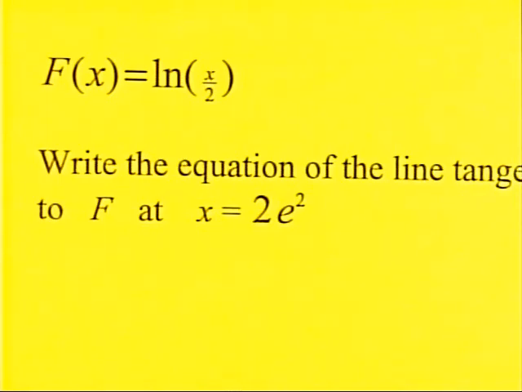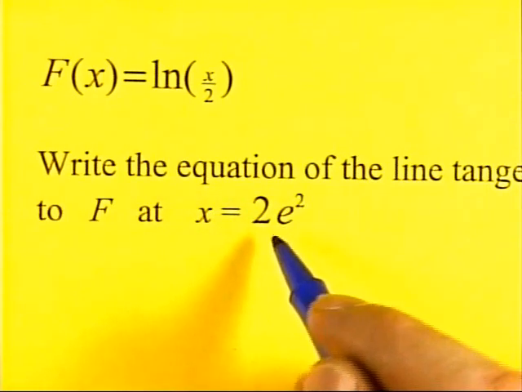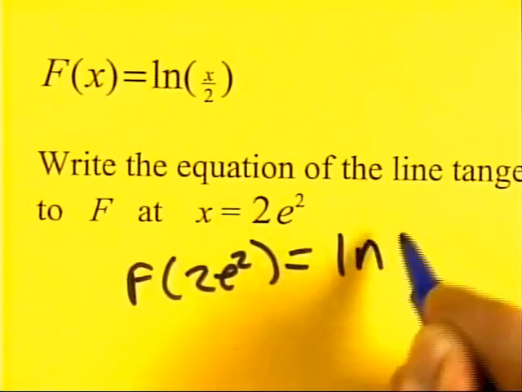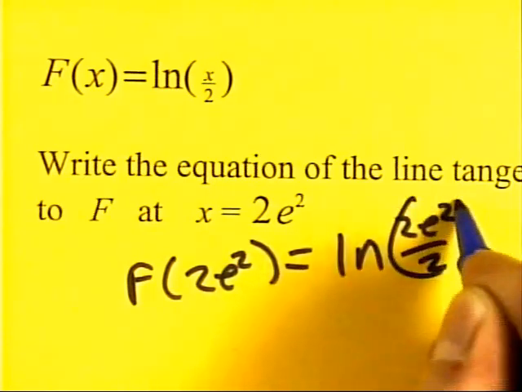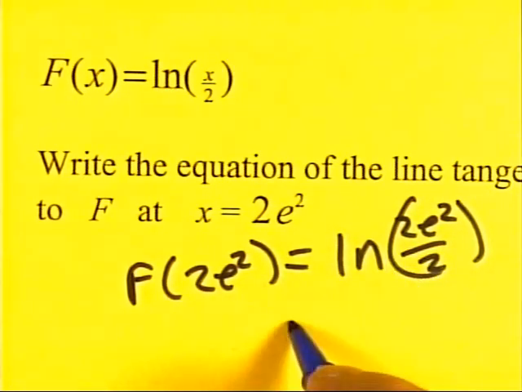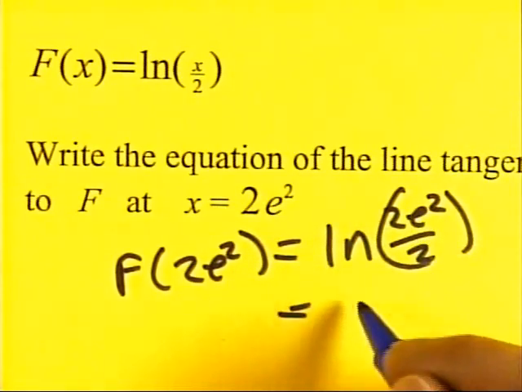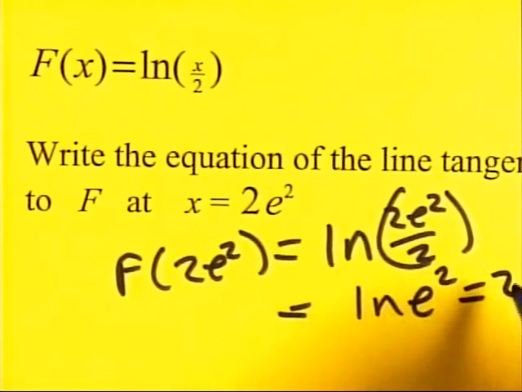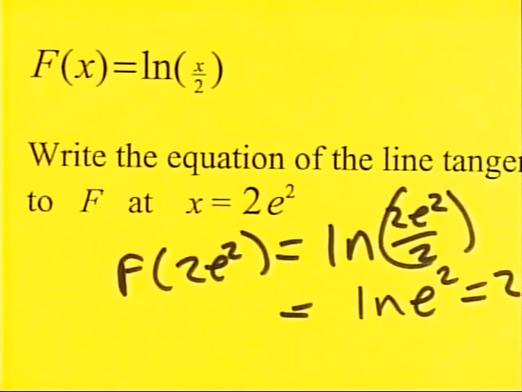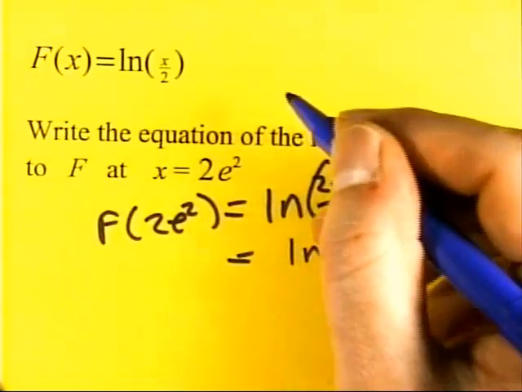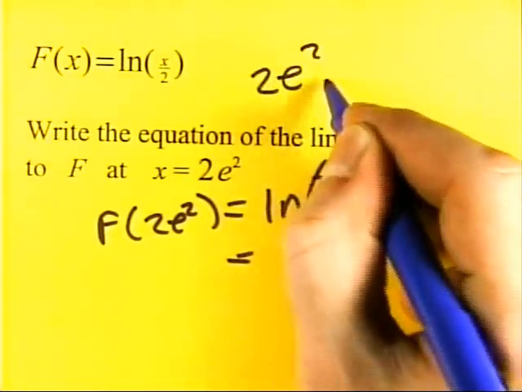Okay, plug in 2e squared for x. To find the point, f of 2e squared is equal to natural log of 2e squared over 2, which is equal to what? How do you simplify that? It's equal to 2, right? Because the 2's cancel out, and you just have natural log of e squared, which is just equal to 2. So we got our point, which is 2e squared comma 2.